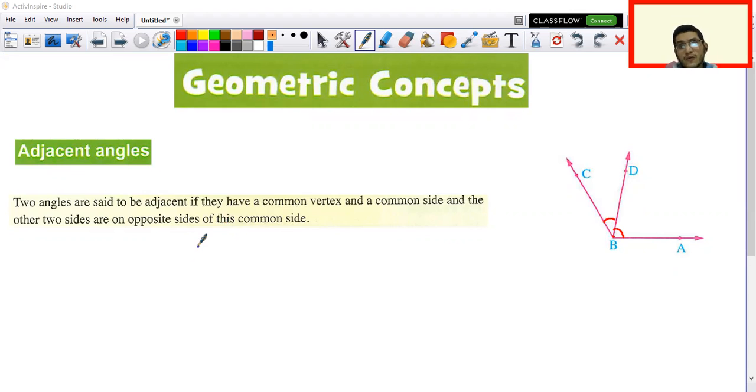And today we will study together some geometric concepts that are very, very important in our study in the second term. Okay.